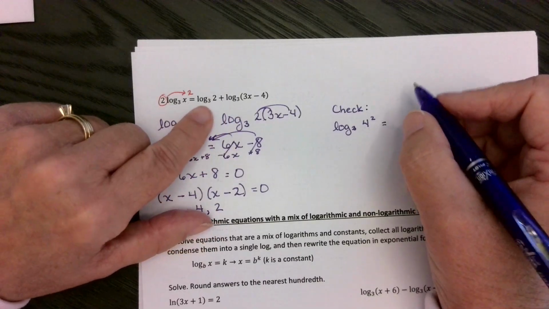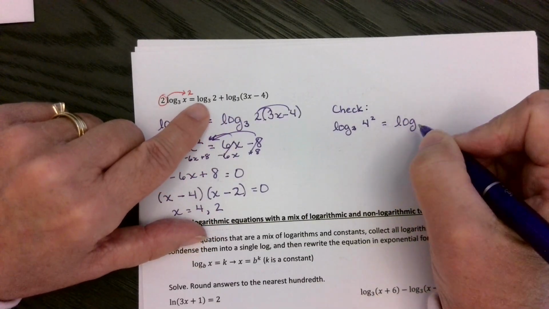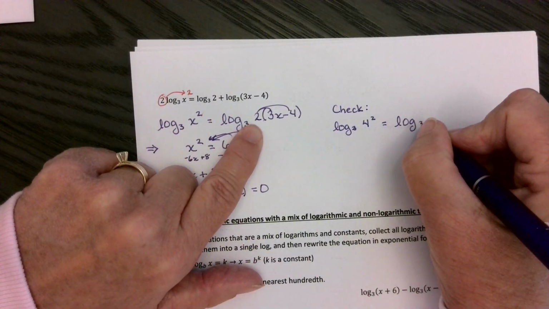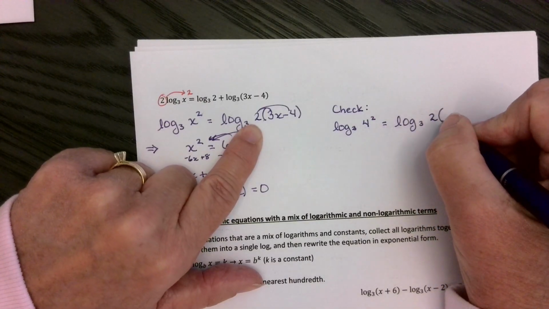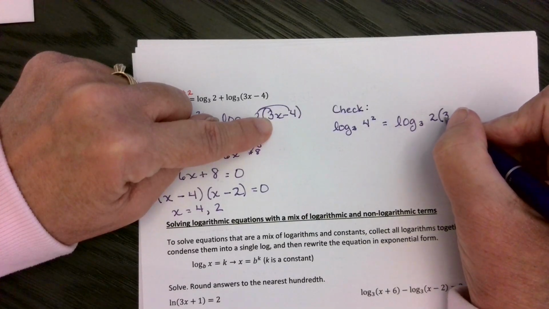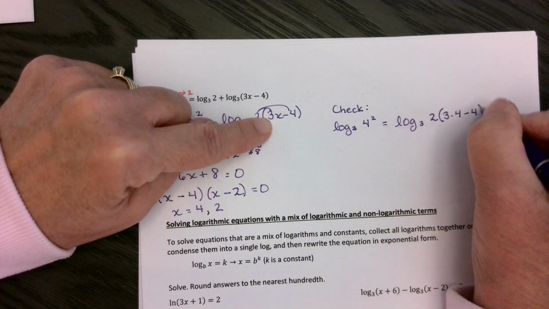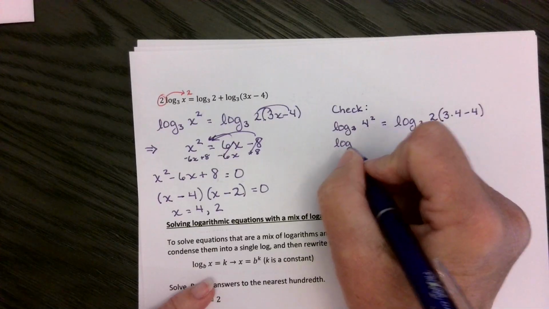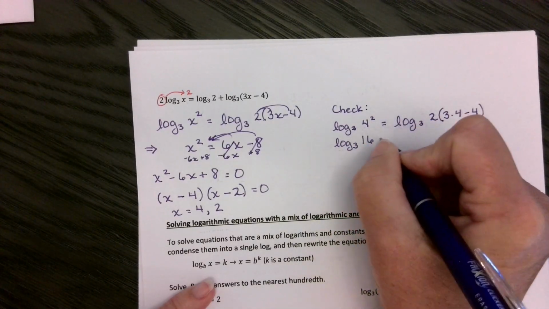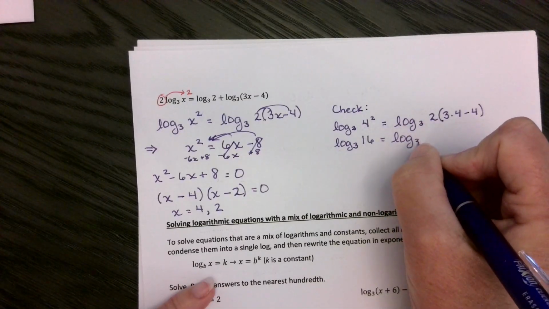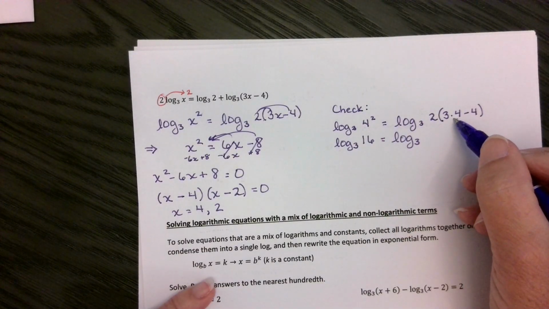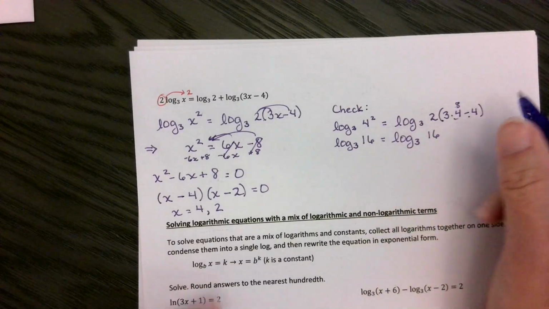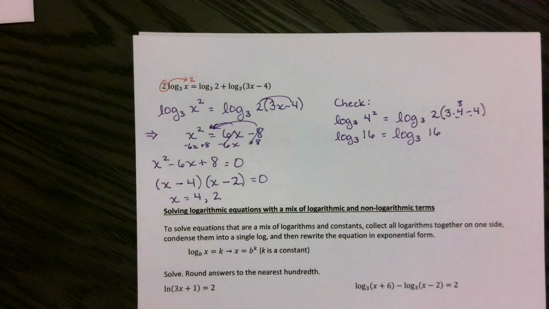Okay. Over here, I can plug it in here or here. It doesn't really matter. Seeing I'm plugging in here, I'll plug it in here. So I have 2 times 3 times 4 minus 4. Okay. So right here, I'm going to have log base 3 of 16. Over here, I'm going to have log base 3 of, this gives me 12, minus 4 gives me 8. Okay, 2 times 8 is 16. The left equals the right. Now again, you can check it on your calculator.